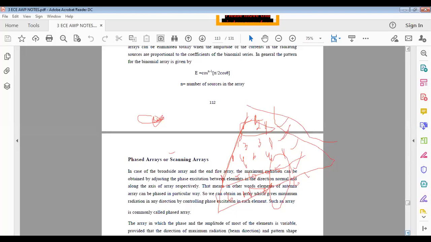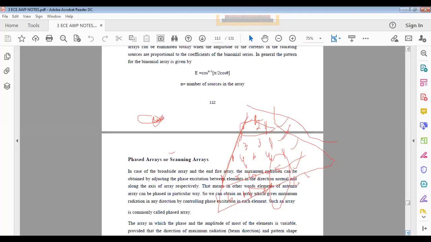The same antennas are also used in radar applications and satellite applications. So the next concept is phased arrays or scanning arrays. Okay, so that concept is discussed in the next class.